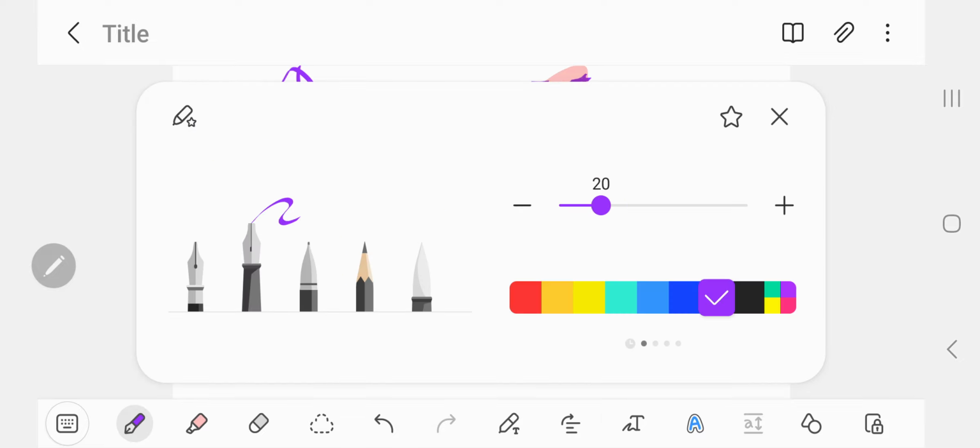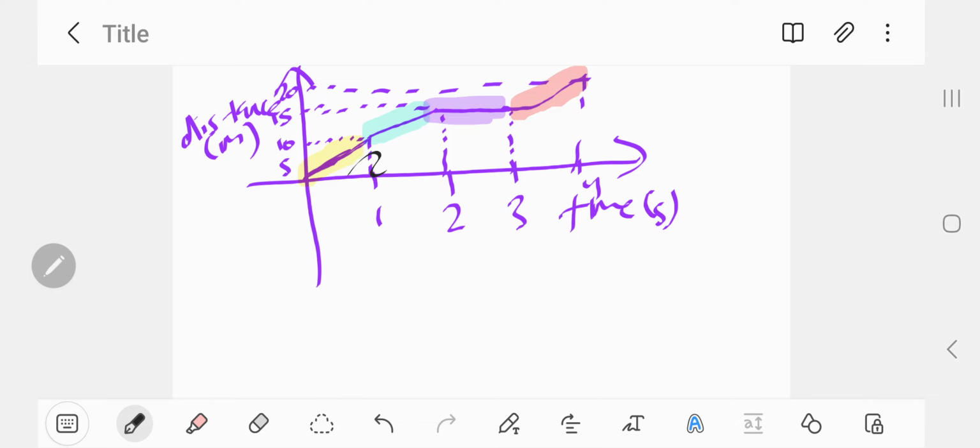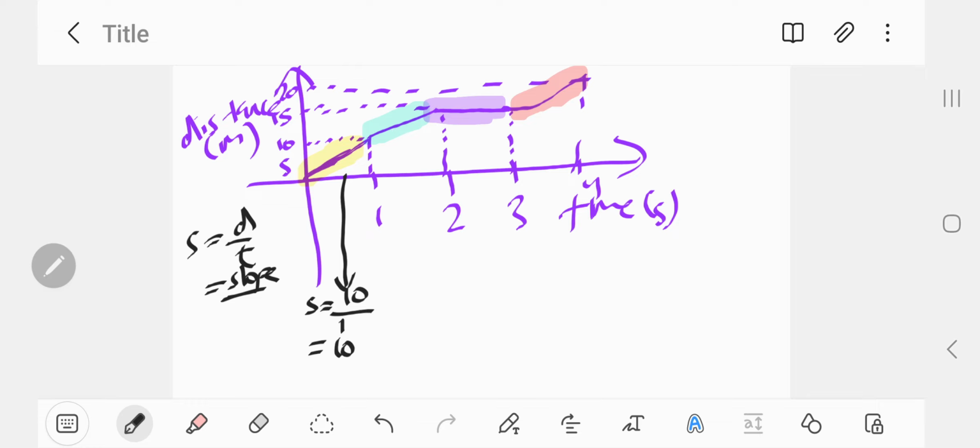So use a different color. Start off with this segment. Remember, speed is just distance divided by time. And what does that mean? It's just taking the slope. Okay, rise over run. So the rise in this case is 10. So speed is equal to 10 divided by, the run is just 1. So the speed is just 10 meters per second.